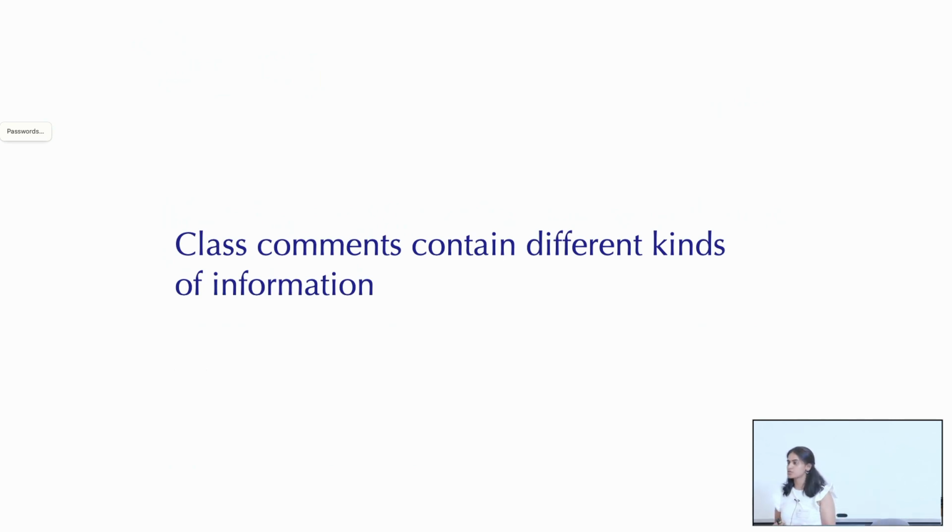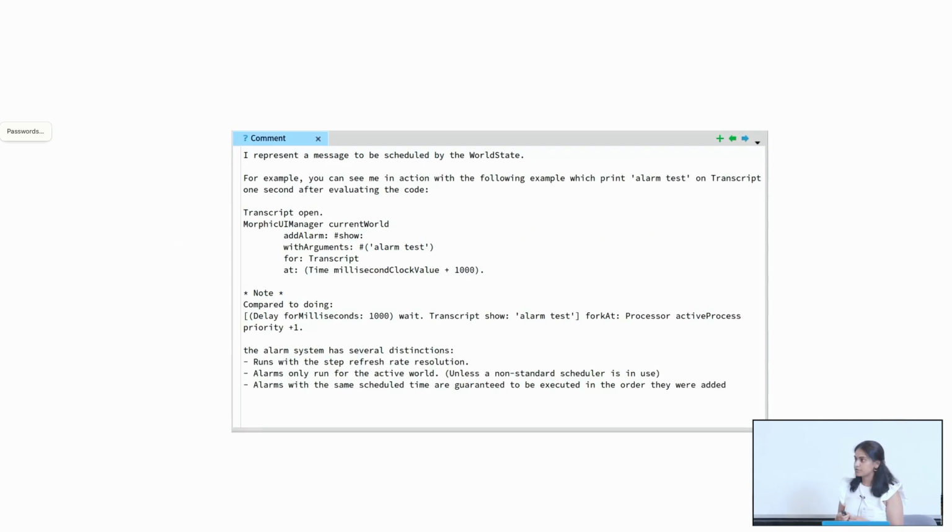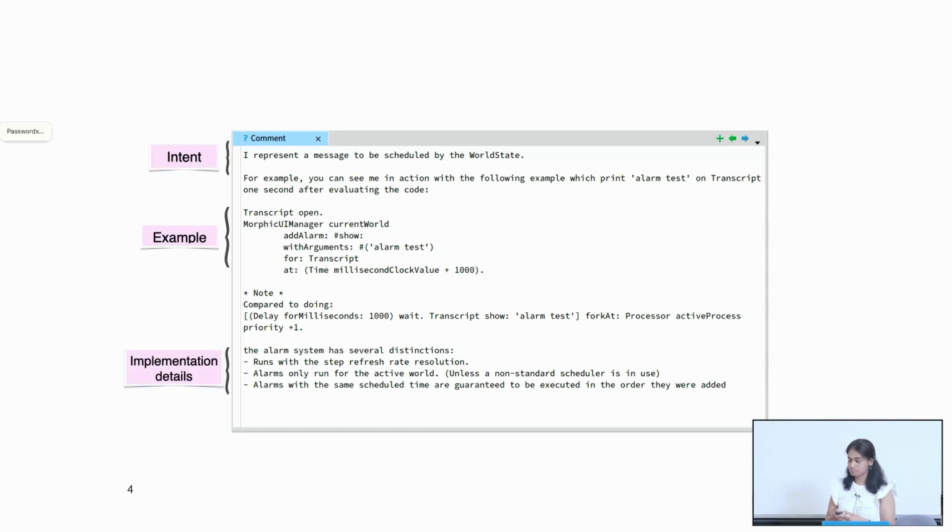So I was working on class comments during my PhD, and we conducted a lot of studies about code comments: what information is contained in them, what developers write and how they write, whether they follow the template or not. So a lot of stuff around code comments. One of the findings was that class comments contain different kinds of information. This is an example of a class comment in the Pharo system. Here you can see that we have intent, we have example, we have implementation details. So these are some types of information.